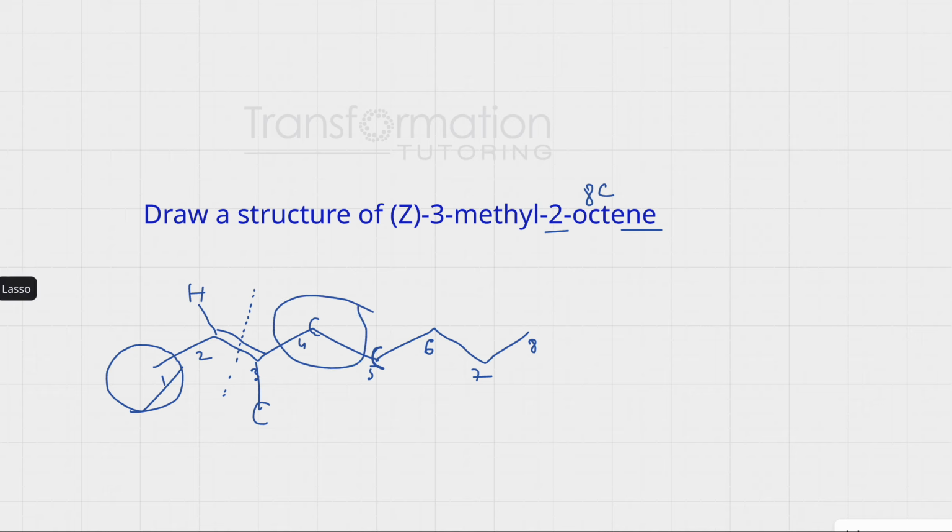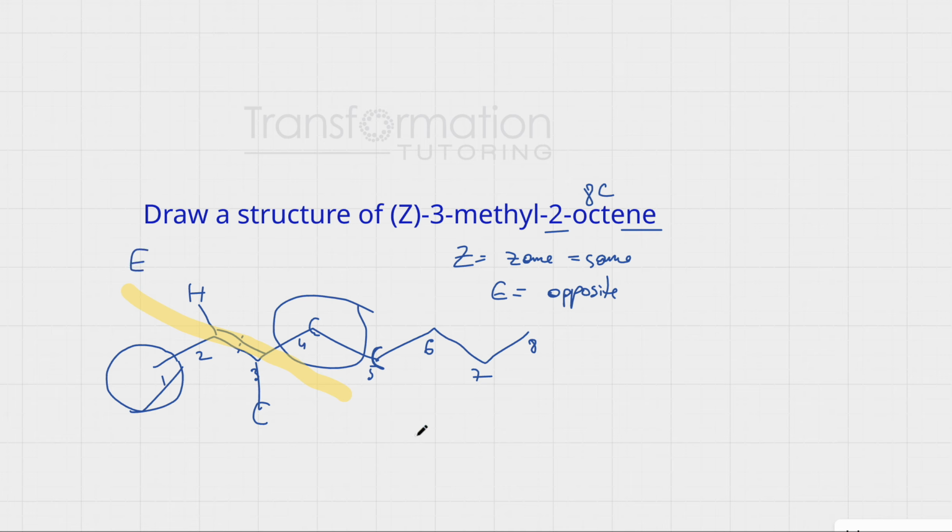Next, I put a line through the double bond, and I ask, are the 2 groups that are circled on the same side of the double bond, or are they on opposite sides of the double bond? In this case, they're on opposite sides. Now, you can memorize Z means same, and E will be opposite. So what that means is the molecule I have drawn is E.